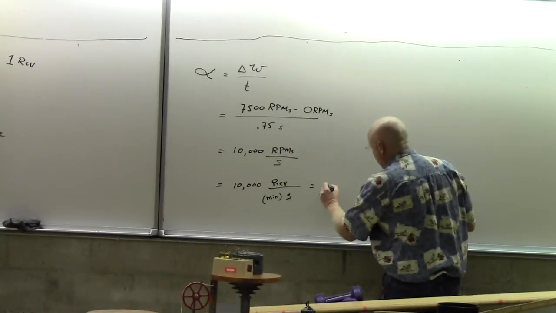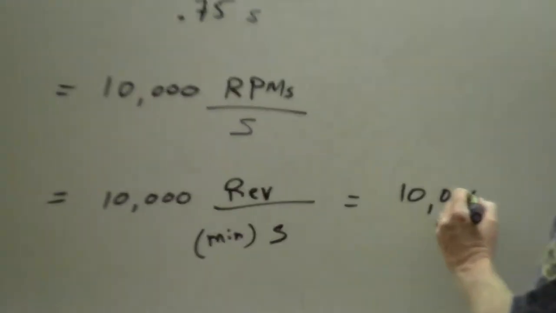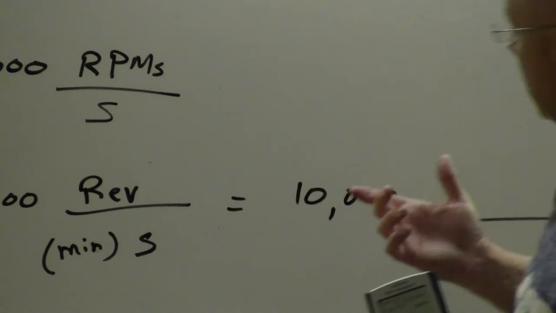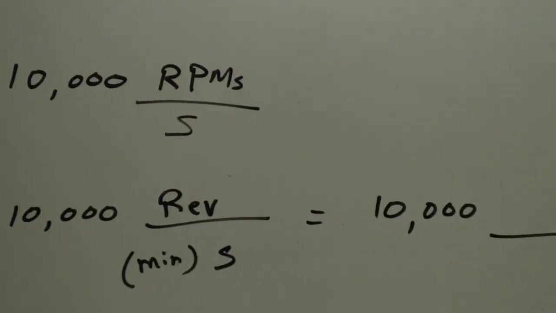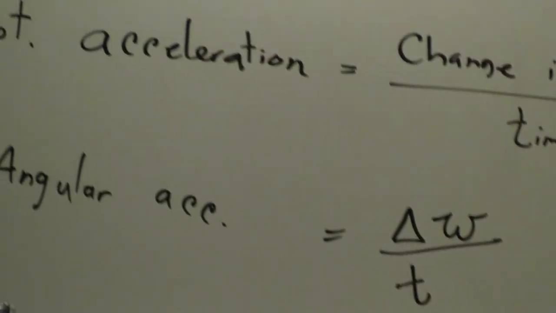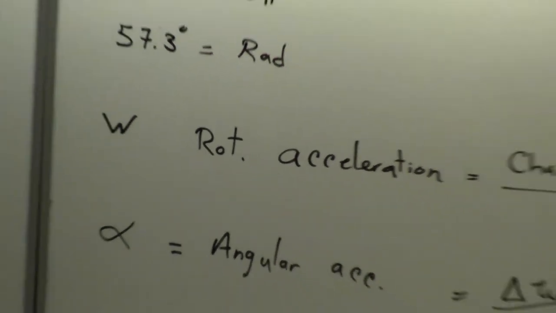But if I do a pretty hard step here, so I hope this makes sense to you, I could do my unit conversion. And if you remember over here, we said one revolution is 360 degrees. Okay, so this would be 360 degrees.